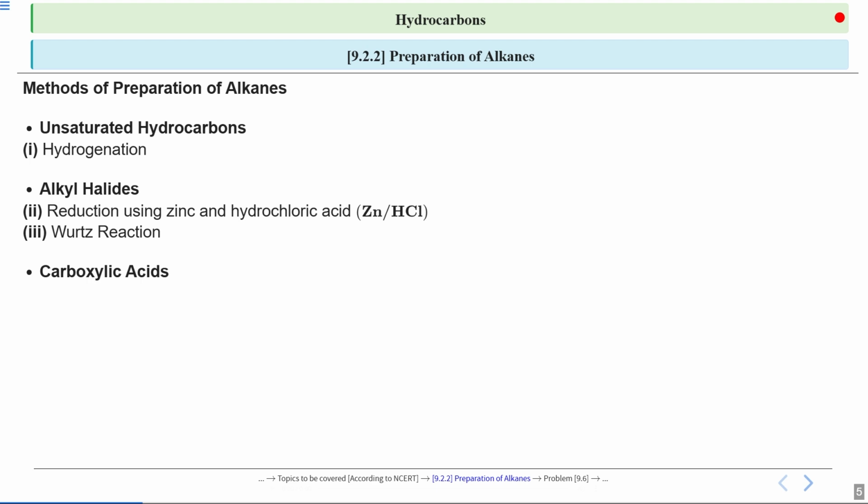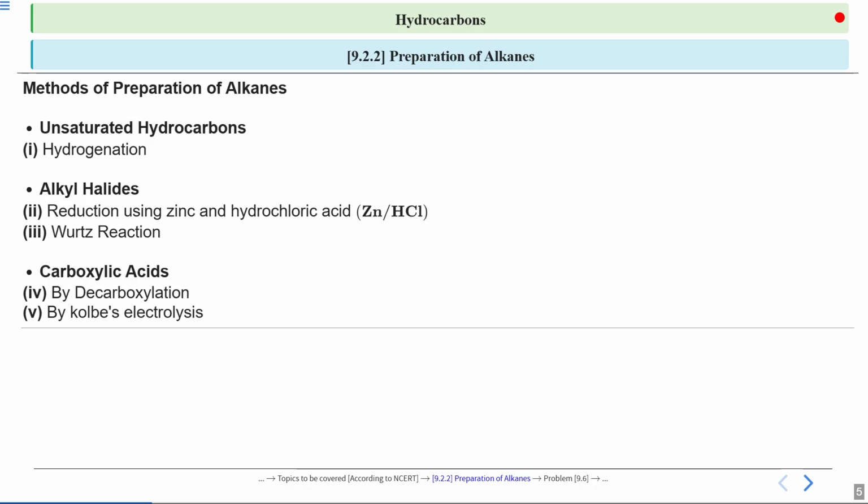Moving on to the carboxylic acids. So these are organic acids characterized by the presence of a carboxyl group. They can also be used to prepare alkanes through specific reactions. The decarboxylation reaction is one way to convert carboxylic acids into alkanes. So this involves the removal of a carboxyl group, releasing carbon dioxide and forming an alkane. Lastly, we have Kolbe electrolysis, a method that uses electrochemical reactions to decarboxylate carboxylic acids, resulting in the formation of alkanes. So this method is particularly used for synthesizing symmetrical alkanes.